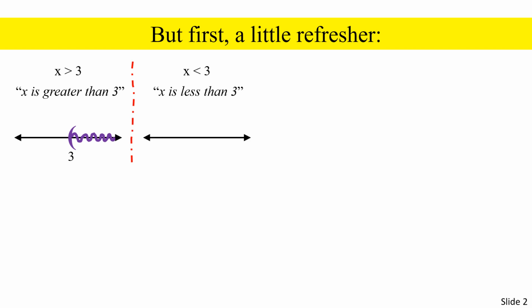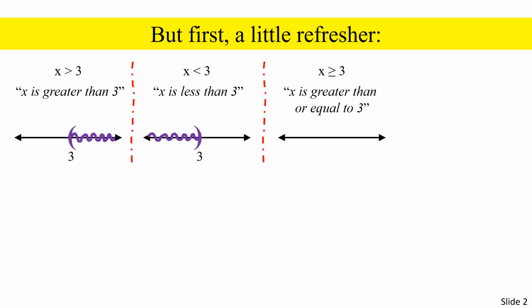X is less than 3. So again, I have 3. I want less than, so those are to the left. And because the 3 is not included, I use a parenthesis. Back in the old days, we used open circles, but now we use parentheses.